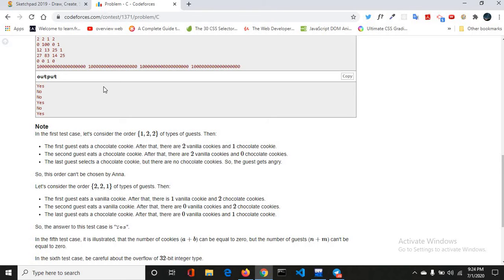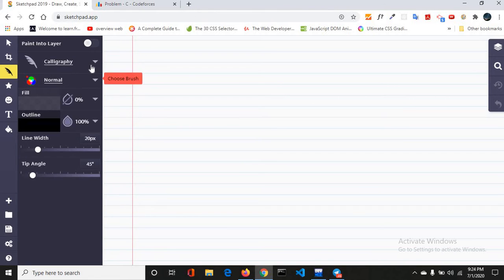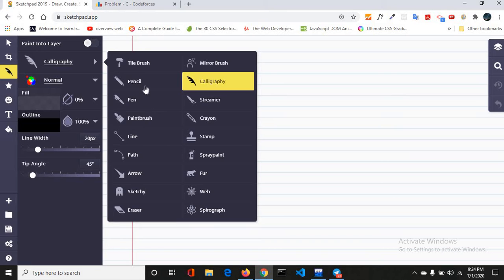So yeah, I will try to explain this with the approach that I've solved using. Let's open the pen.